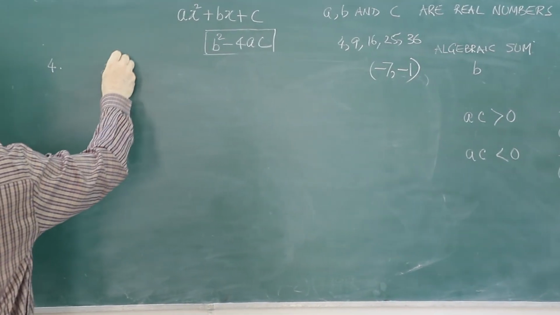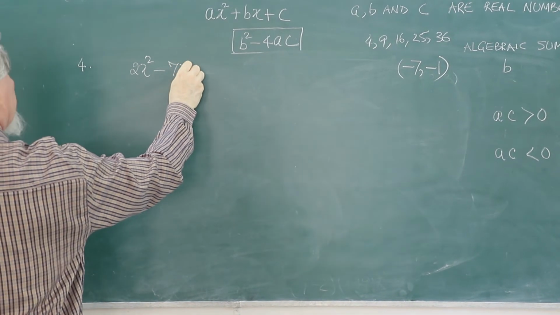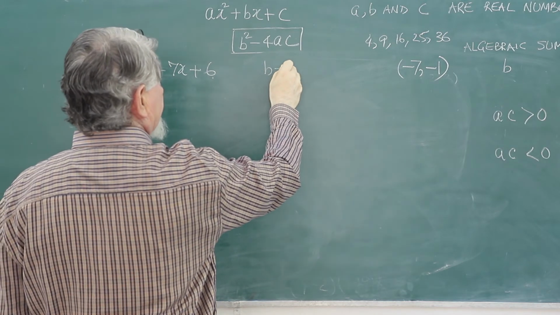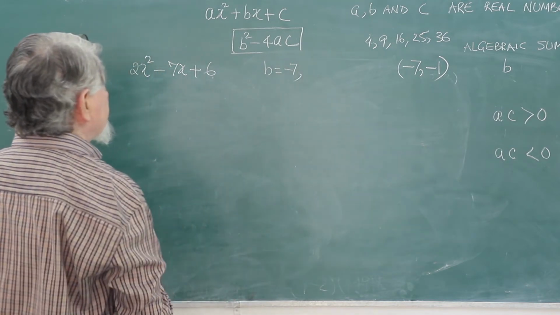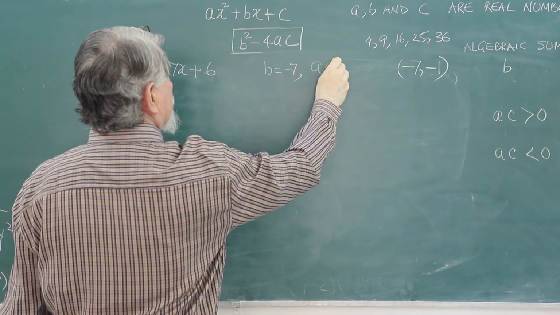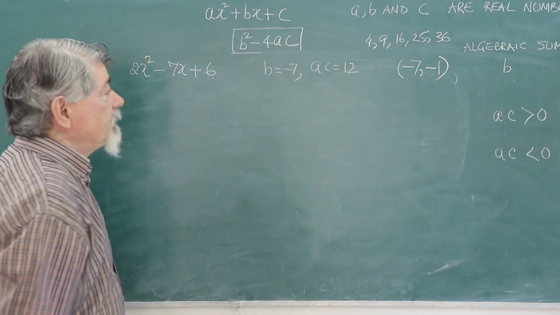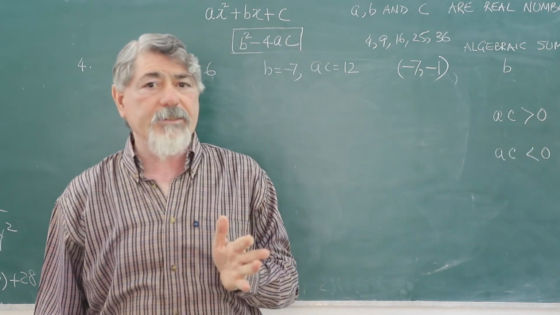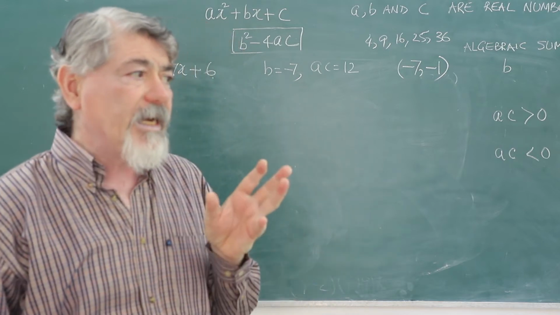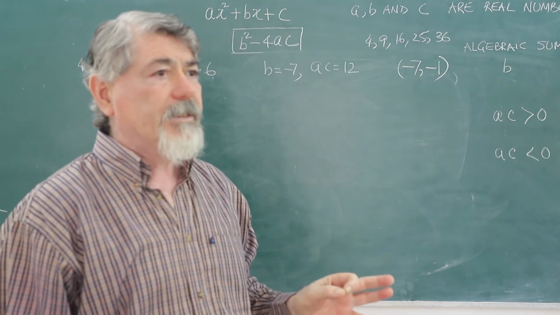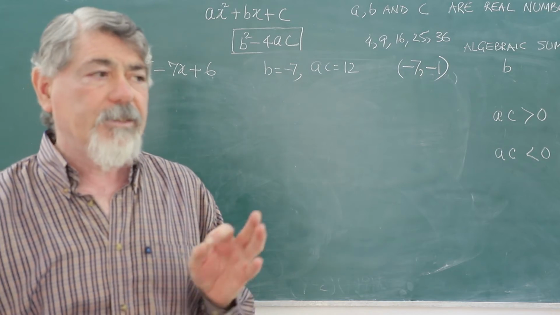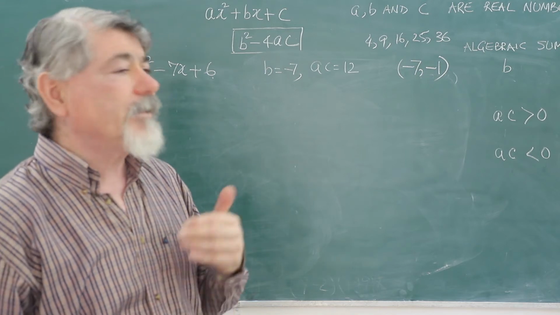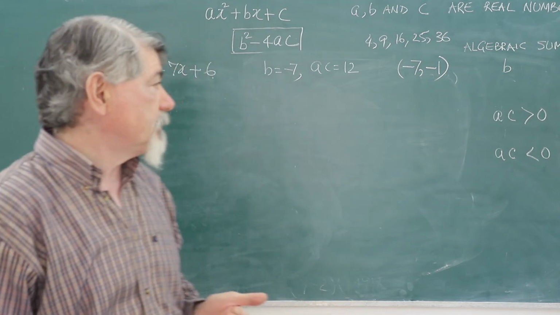Two x squared minus 7x plus 6. Now again b is minus 7 and AC is 12. AC is greater than 0. We told you when AC is greater than 0, that means when I split b, both the factors should be of the same sign. Either both should be plus or both should be negative. That's how the product will be plus.